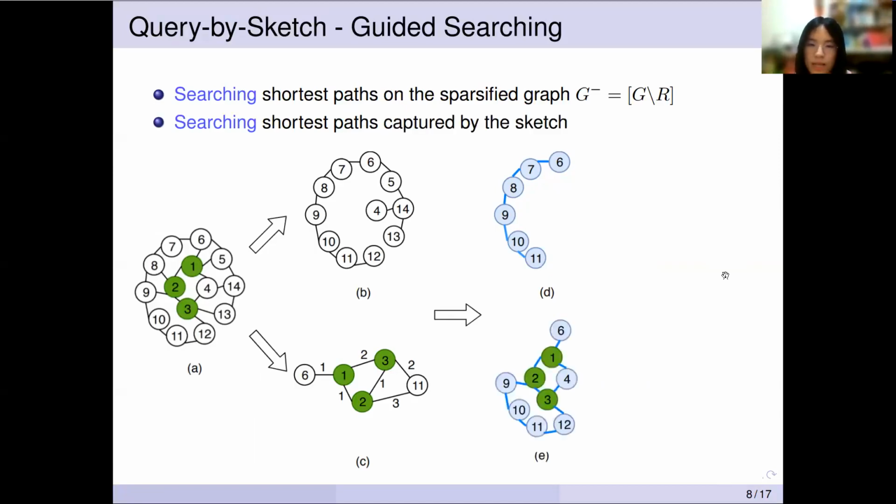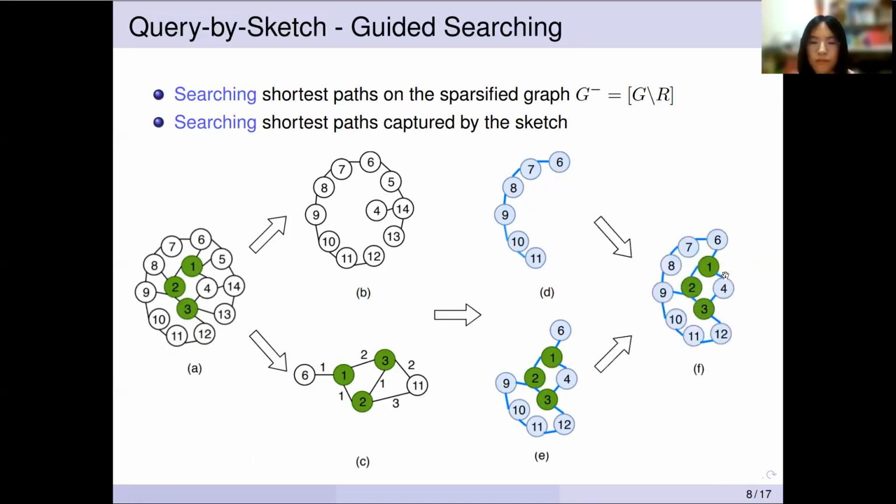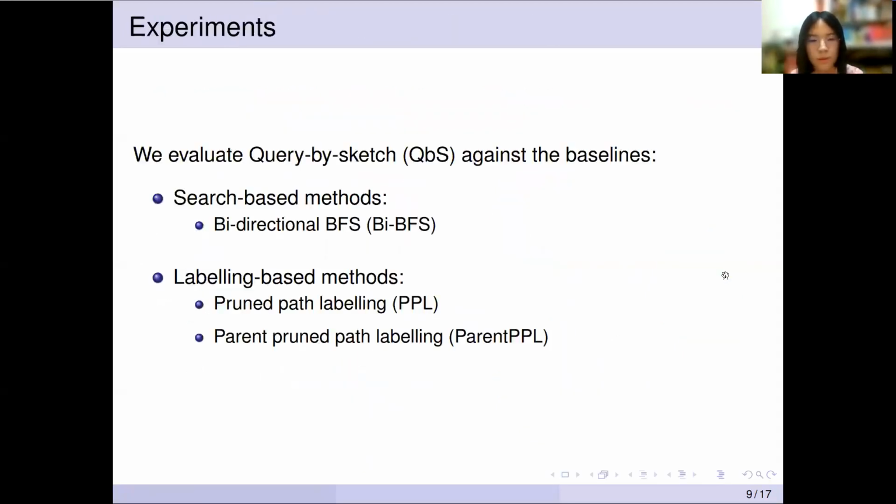In Figure E, we find shortest paths which are captured by the sketch, and we merge these two parts to get the shortest path graph between 6 and 11 in F. So far, we have introduced our proposed method, query by sketch, and to evaluate this method, we compare it with several baselines.